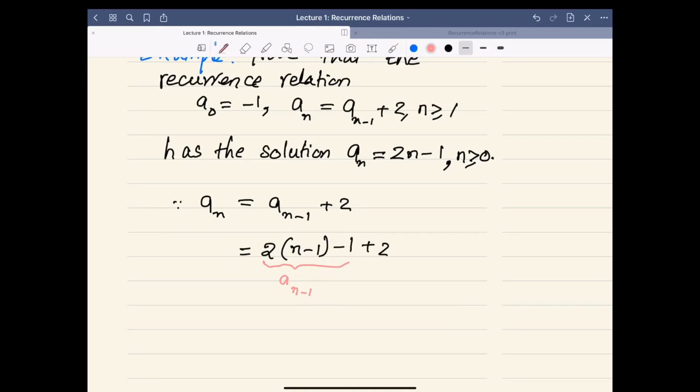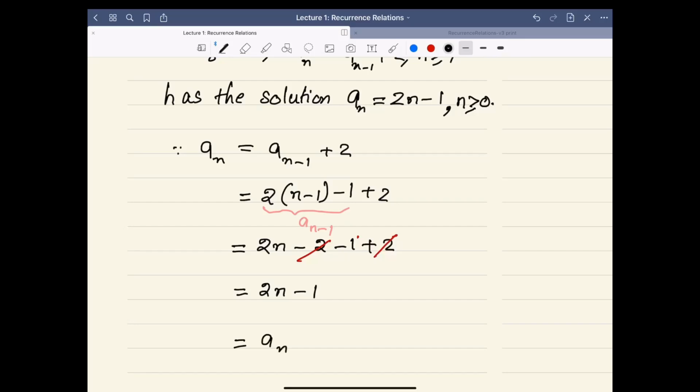Now simplify the equation. So this is equal to 2n minus 2 minus 1 plus 2. This 2 with minus 2 will go together, and we will have 2n minus 1, and this is equal to AN again. So when you substitute for AN minus 1 from the solution, you will end up with the same equation on both sides. So this is a proof that this is a solution to the recurrence relation.